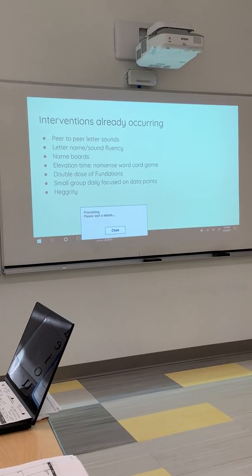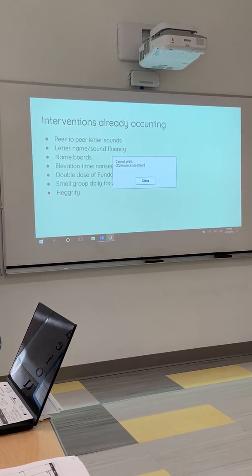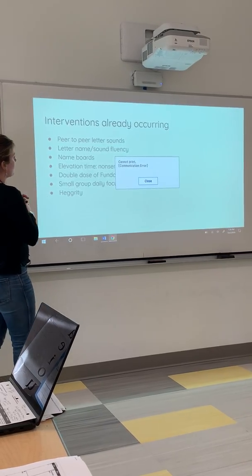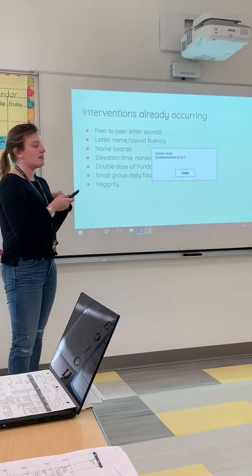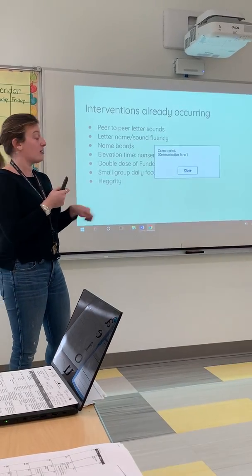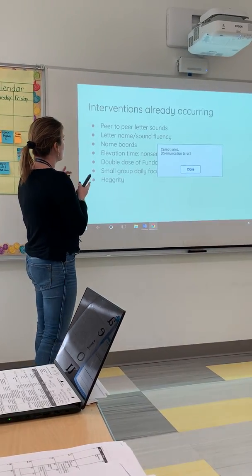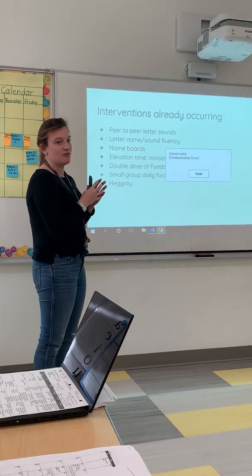Interventions already occurring in the room: we have peer-to-peer letter sounds, the letter name and sound. Fluency is what I do with those kids every day, where you focus on 5 letters at a time. The name boards, and elevation time with the nonsense word fluency game.